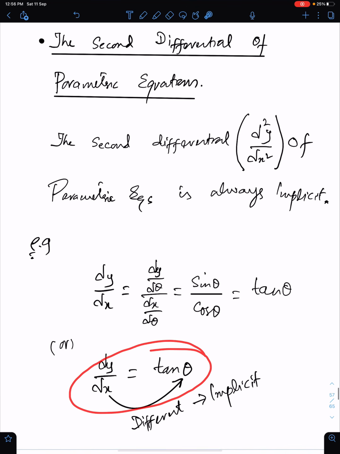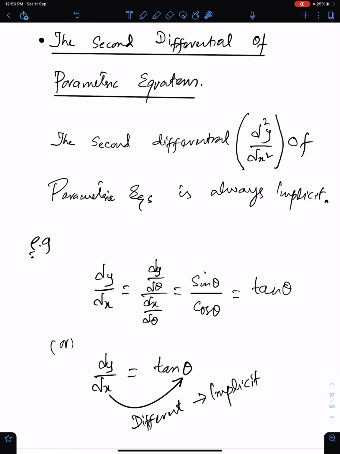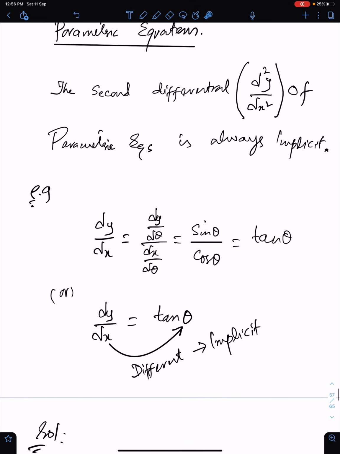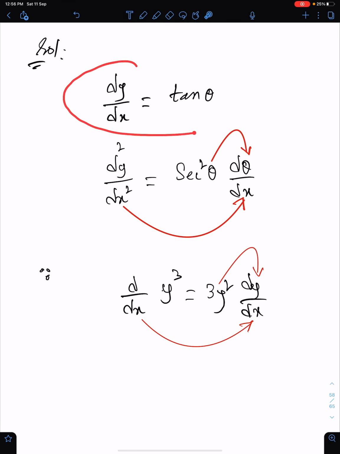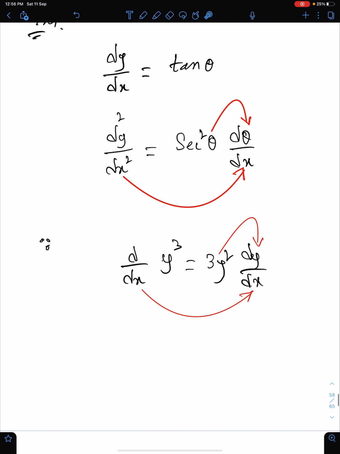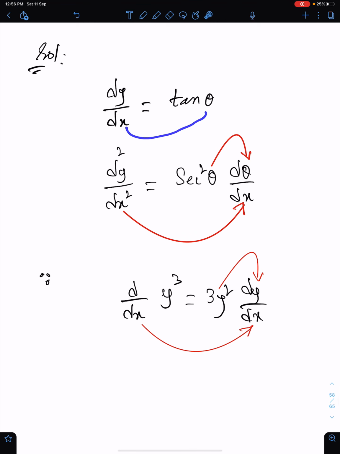This is implicit. So whenever you find second derivative of parametric, if the function is in the form of theta, then always multiply your answer with d theta upon dx. Or if the function is in the form of t, then always multiply your answer with dt upon dx. See, if the question is find the second derivative of this, you have got this from the parametric equation like this. So this is implicit. So make sure when you will find second derivative, you must multiply this answer with d theta upon dx.